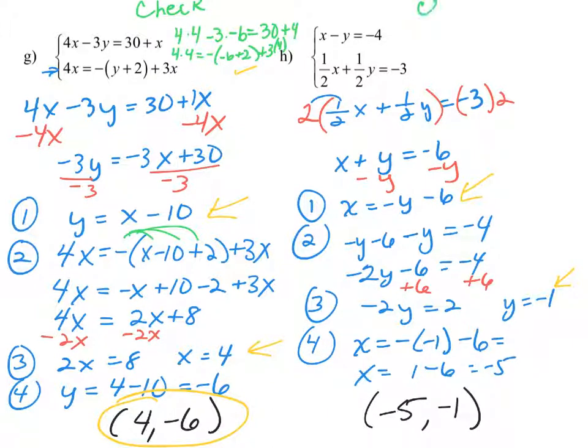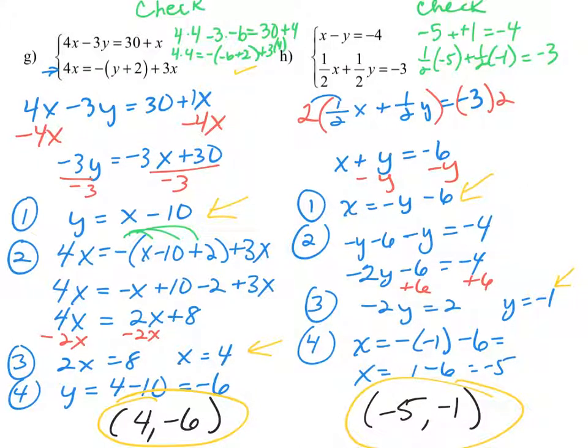And you want to check your solution here. X minus y equals negative 4 is, when you substitute, you get negative 5 minus a negative 1 does equal a negative 4, because that minus a negative becomes a positive. And 1/2 of negative 5 plus 1/2 of negative 1 does equal negative 3. That's negative 5 over 2 minus 1 over 2, or negative 6 over 2, which is negative 3. So we find that negative 5, negative 1 is a solution to that system of equations.